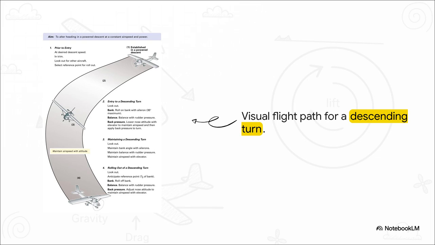Notice how the first phase requires us to be fully established in a straight, powered descent first. We never, ever rush into a maneuver. We get our descent speed dialed in, trim the aircraft so we aren't fighting the yoke, and absolutely crucial here, we look outside for traffic. Keep your head on a swivel. Only when we're stabilized and the airspace is clear do we even think about entering the turn.